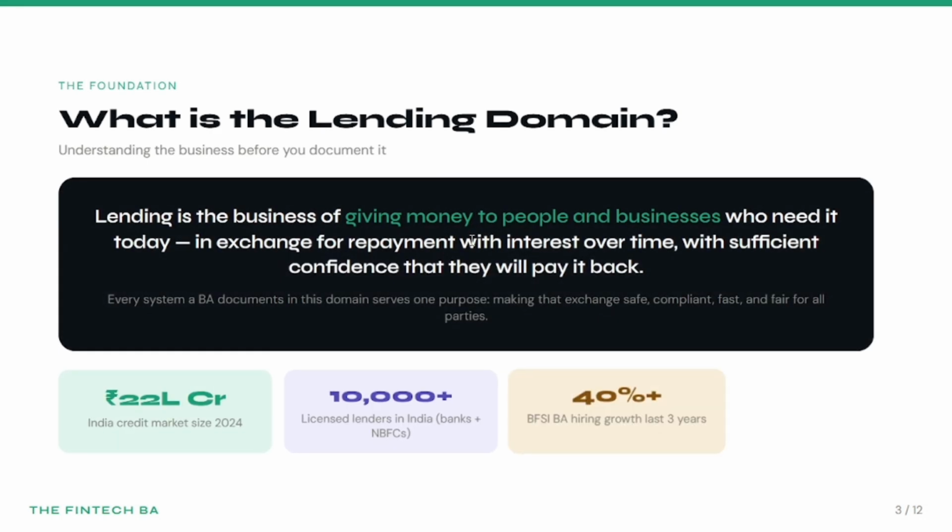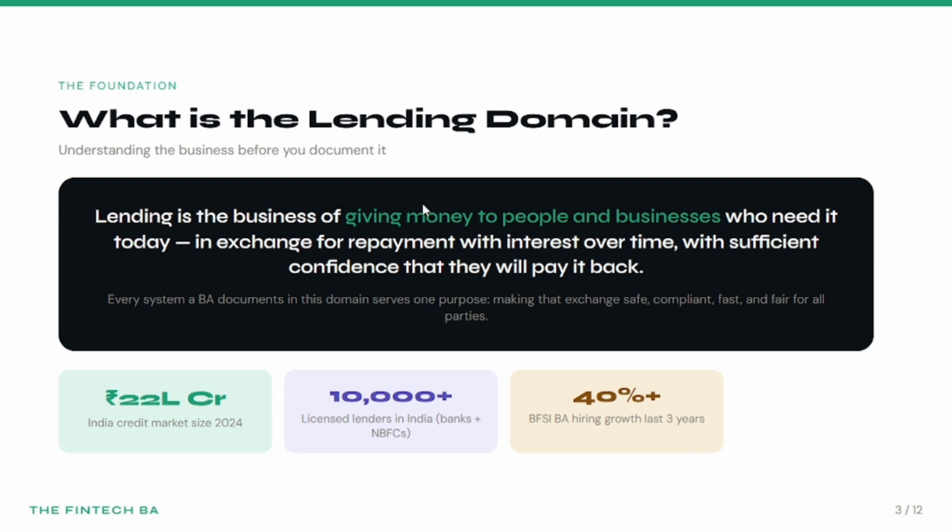Now moving on, I have mentioned what the lending domain is, so that we need to understand. So let me start with a definition. I'm not going to tell you the textbook definitions. I'm going to mention here the working definitions that shape how you think about every requirement that you will ever document in this domain.